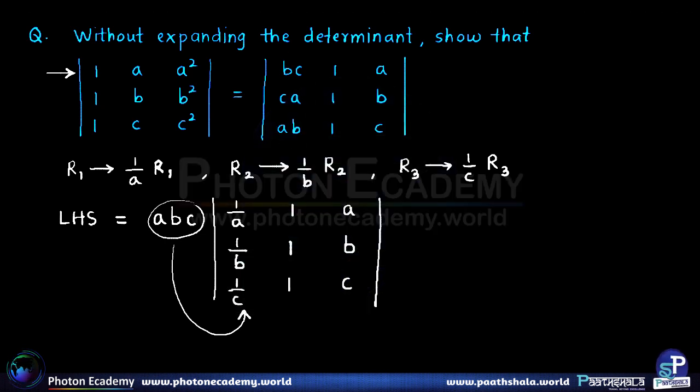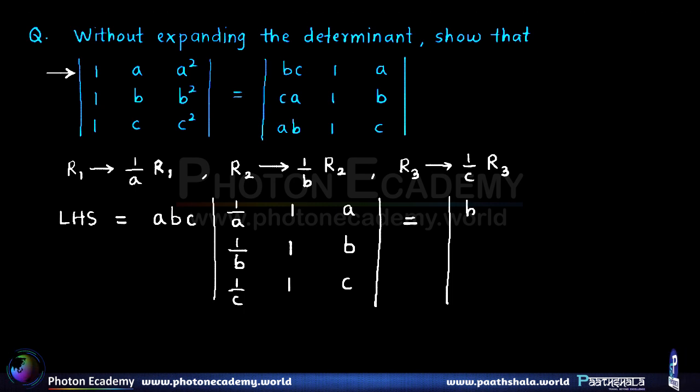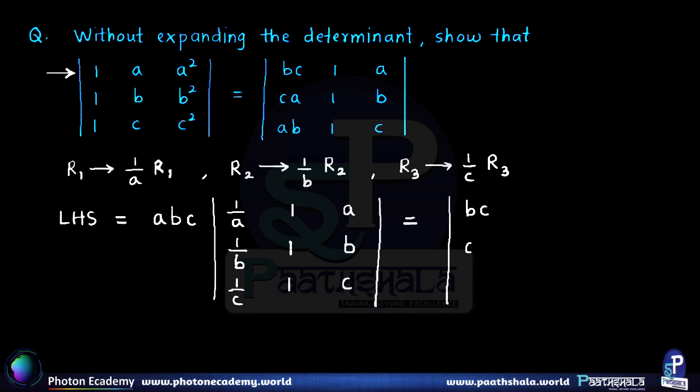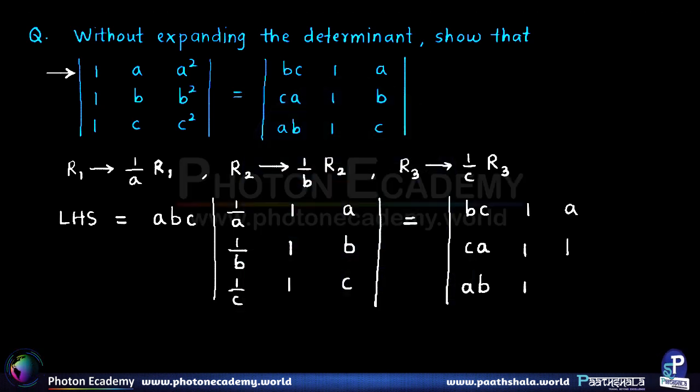So what we do now is, we take the ABC inside the first column, that is we multiply each element of the first column by ABC. Hence we will get the elements in the first column as BC, then CA in the second row, and in the last row we will get AB, which is the required column, and the other two columns are nothing but 1 1 1 and A B C, which is the required determinant. So in this way we have proved the required statement using the properties.